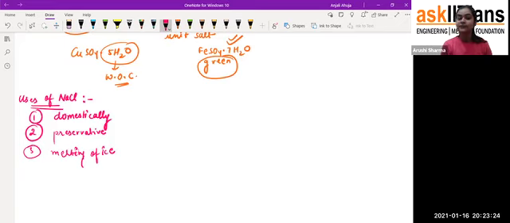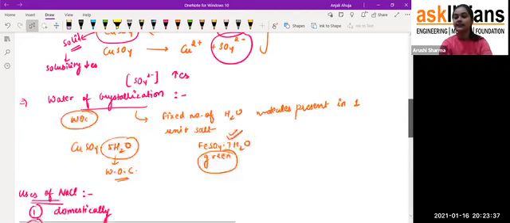Fine. So these are some of the uses of NaCl. Even though we have many uses of it, I can tell you this much. You can also find out other uses of NaCl. So that's how you can see that NaCl is a very useful thing in our daily life.